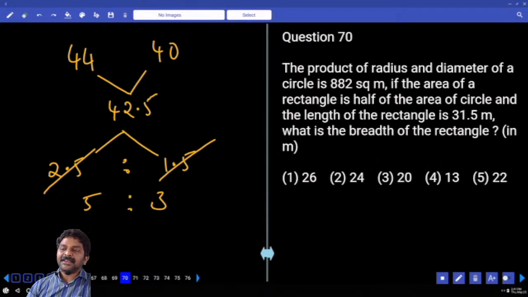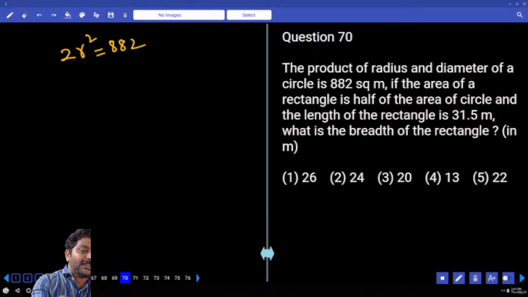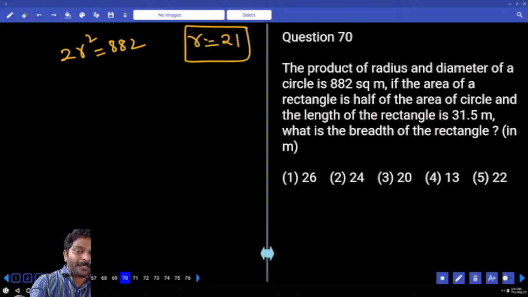The product of radius and diameter of the circle is 882. Diameter in the sense 2r only. Product of r and then 2r, which is 2r square, 882. Then r square is equal to 441. R is equal to 21. If the area of the rectangle is half the area of the circle, length of the rectangle is 31.5. What is the breadth of the rectangle?